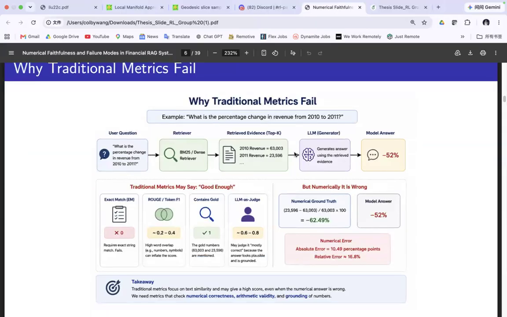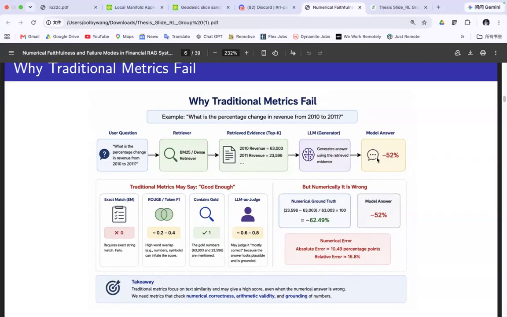So why do traditional metrics fail? Let's look at the same example again, with the same pipeline that we talked about a few slides ago. For traditional metrics, for example exact match, the two numbers probably won't match, so we'd probably give a zero. And ROUGE or token F1 basically measures the token overlap between the model answer and the ground truth answer.